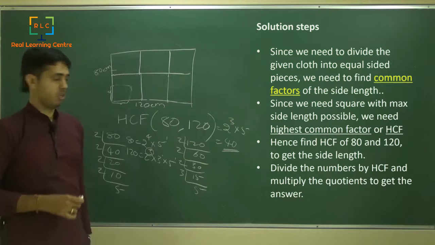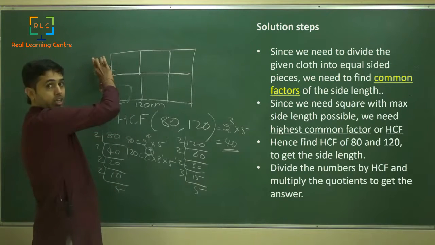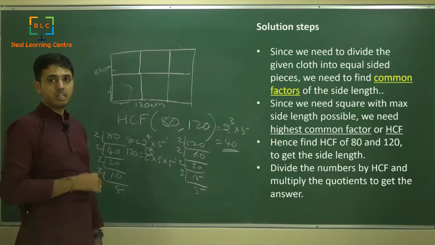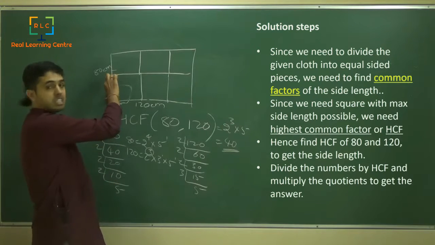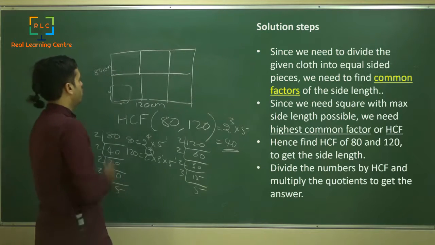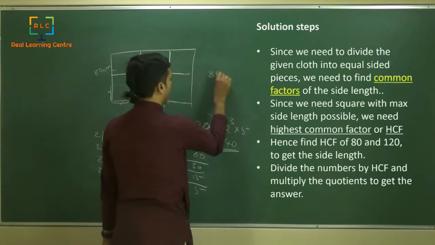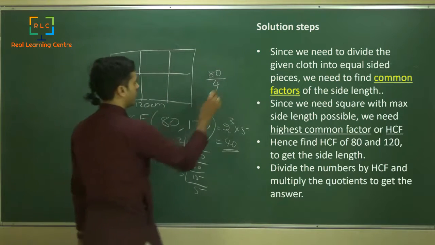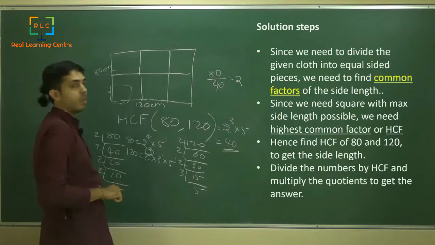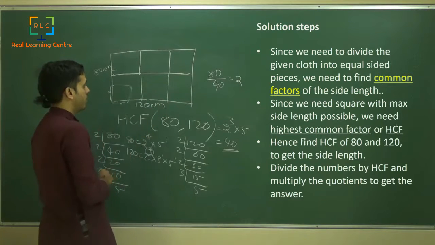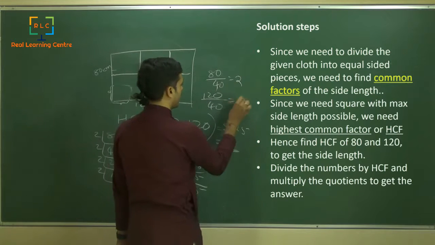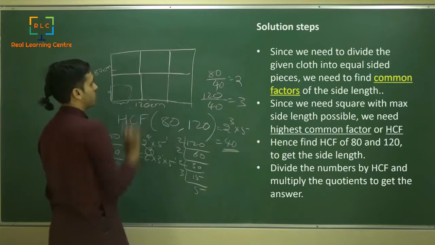But how did I get the number 6 here? What do I do? So here the total side length is 80. Now I have to divide it by 40 because the individual side length of each handkerchief is 40. How many handkerchiefs are possible vertically? So there are 2 handkerchiefs, you can keep it here. Okay, now how many are possible like this? Now 120 is the side length here, divided by 40, 3. So I can place 3 handkerchiefs like this.